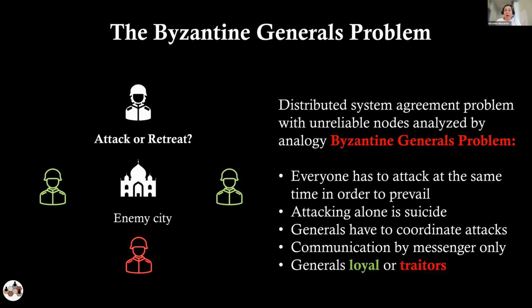They need to agree on a common plan because they know that attacking alone will be a suicide mission. So this problem relies on a coordination problem. And they also know that a general can be malicious, can be a traitor. This is why in the figure you see the green generals are the loyal generals, the red one is the traitor, and the white one is the commander, the general that sends the message first. And generals can communicate by messenger only.